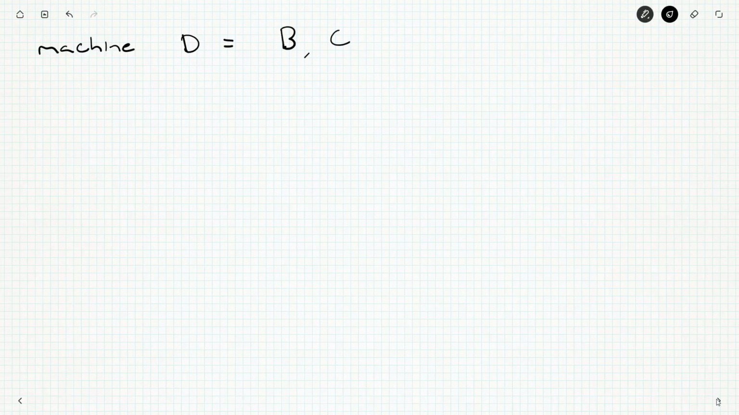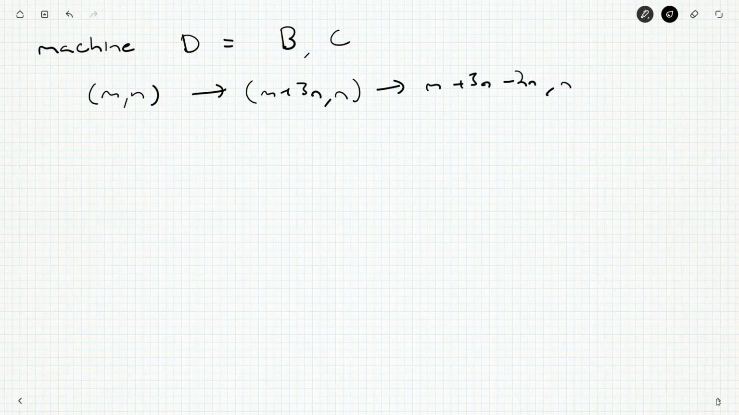and then C. No, I'm just doing B and then C, I think we'll do. And so what does that do? Well, (m, n) is going to go to (m+3n, n), and that's going to go to (m+3n-2n, n). Okay. And so D takes things from (m, n) to (m+n, n).